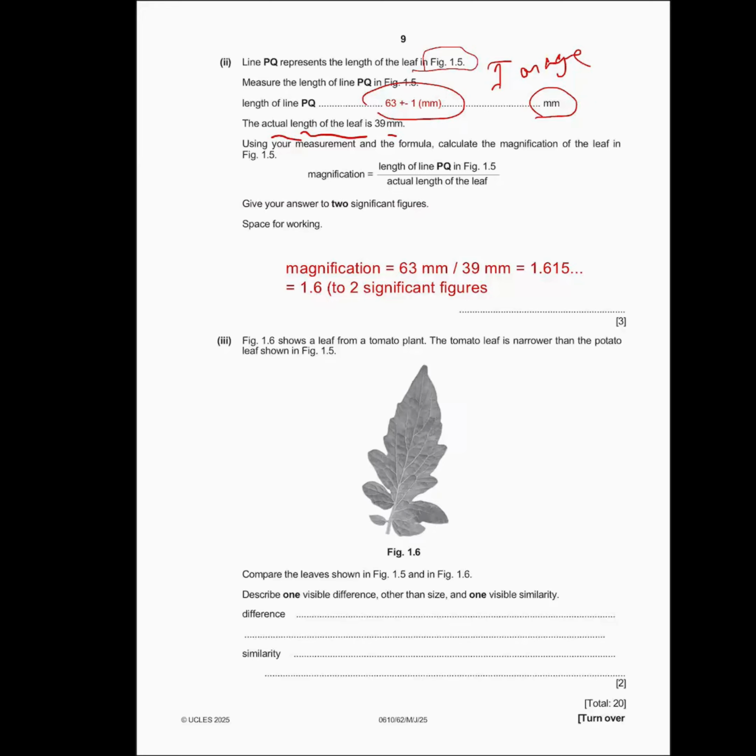The magnification. Very easy. Length of the line, which is the image, over actual: M equals I over A. Direct substitution, so 63 over 39, because A is mentioned here, equals 1.6. Take care, he needs it in two significant figures, so rounding gives 1.6. 3 marks: 1 mark for the rule, 1 mark for the substitution, 1 mark for the result and the unit, but magnification has no unit.